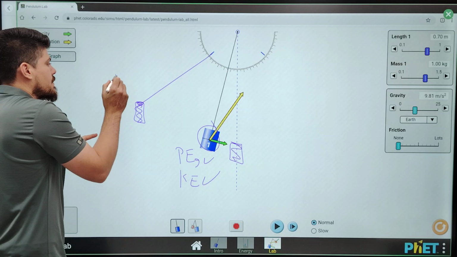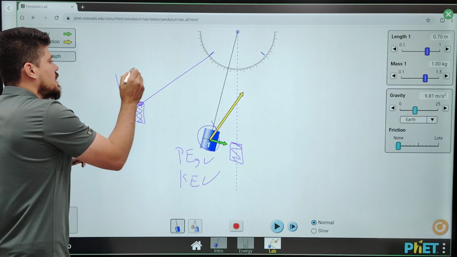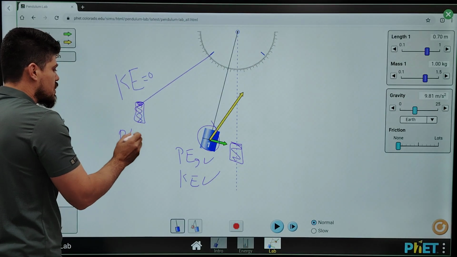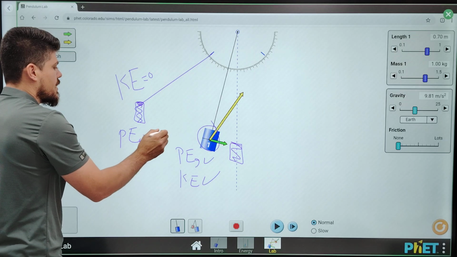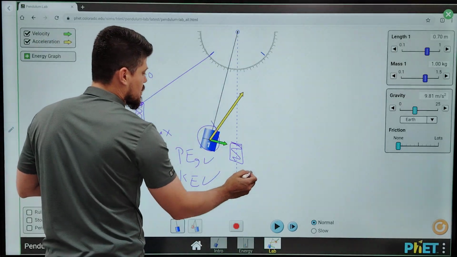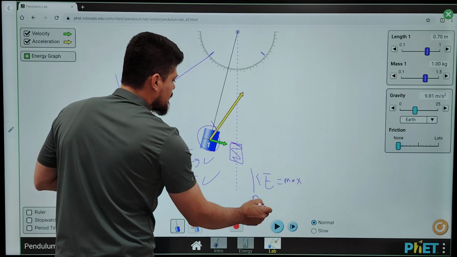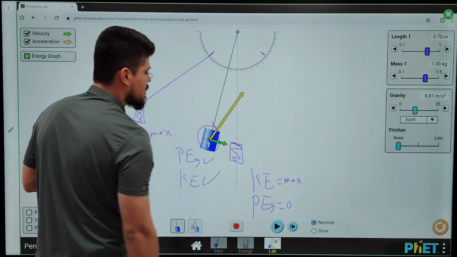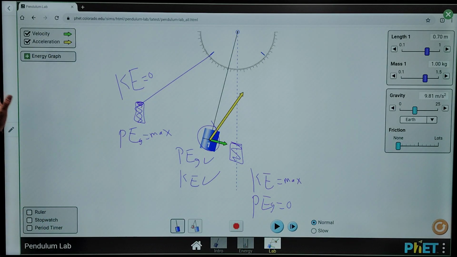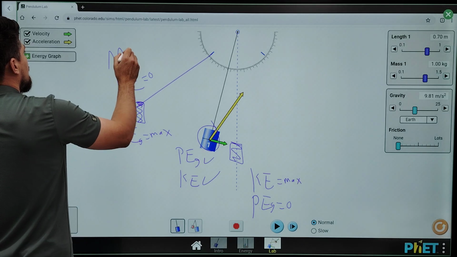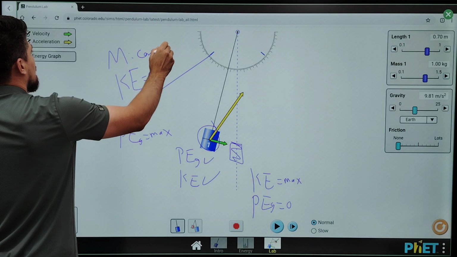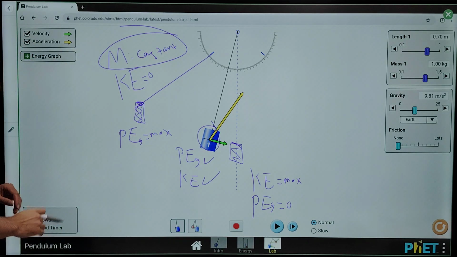But at maximum displacement, kinetic energy is zero, but gravitational potential energy is maximum. But at equilibrium position, kinetic energy reaches maximum, and gravitational potential energy becomes zero. But in all cases, mechanical energy is constant. Mechanical energy doesn't change, as in a mass spring system. Okay?